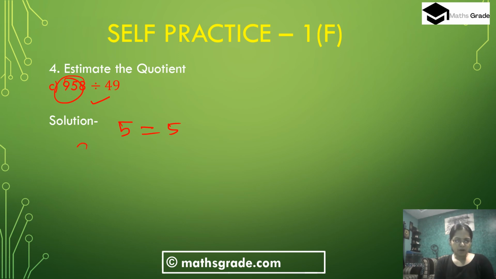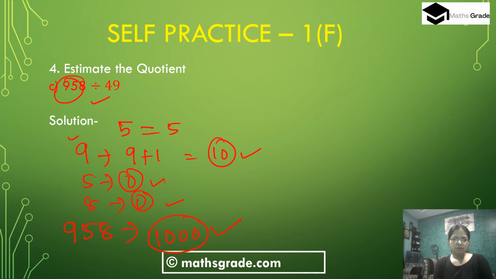So just add 1 to the hundreds place digit. Here the hundreds place digit is 9. So 9 changes to 9 plus 1, and 9 plus 1 is 10. Now the tens place digit 5 changes to 0, and the unit place digit 8 changes to 0. Now 958 rounded to the nearest 100 will be 10, 0 and 0. So this is 1000. So 958 rounded to the nearest 100 is 1000.